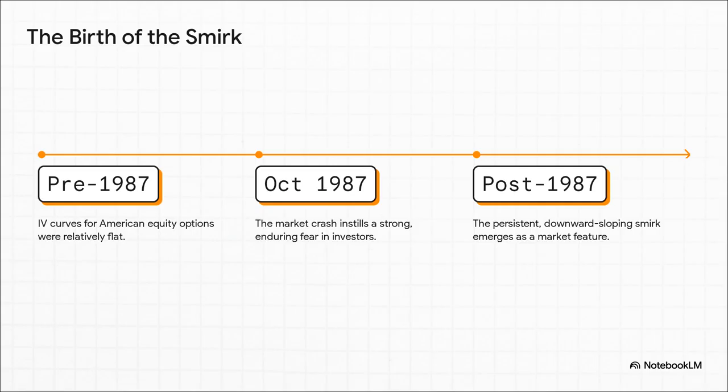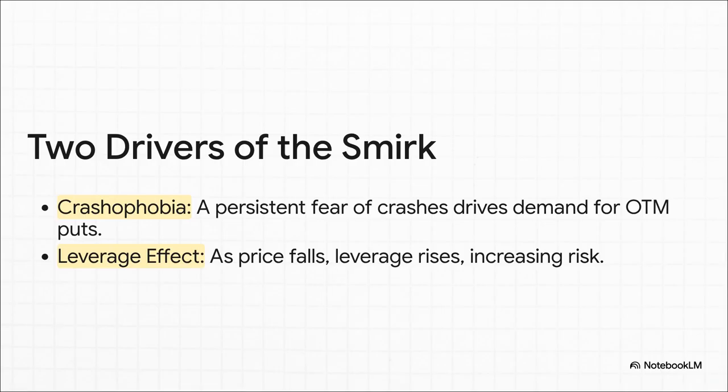And then, Black Monday happened. After that absolute catastrophe, everything changed. This collective, permanent fear, what some call crashophobia, was born, and the volatility smirk showed up, and it has literally never left. So there are really two big drivers that keep this smirk around.